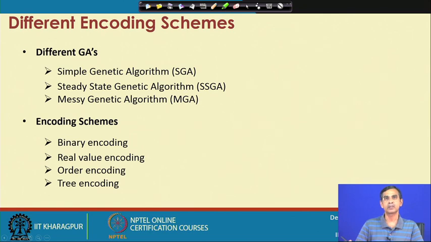Let us see exactly what the different encoding schemes are, then we will be able to understand the difference between the messy genetic algorithm and the others. We have listed a few important and most popular encoding schemes. The first is binary encoding, then real value encoding, order encoding, and then tree encoding. All these encoding schemes will be covered one by one.